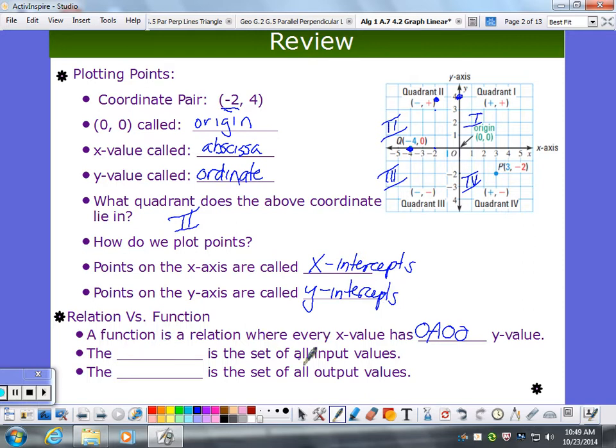The blank is the set of all input values. Domain. And what is the set of all output values? The range. Don't confuse this range with the statistics range. That's a different thing. Okay, got it?